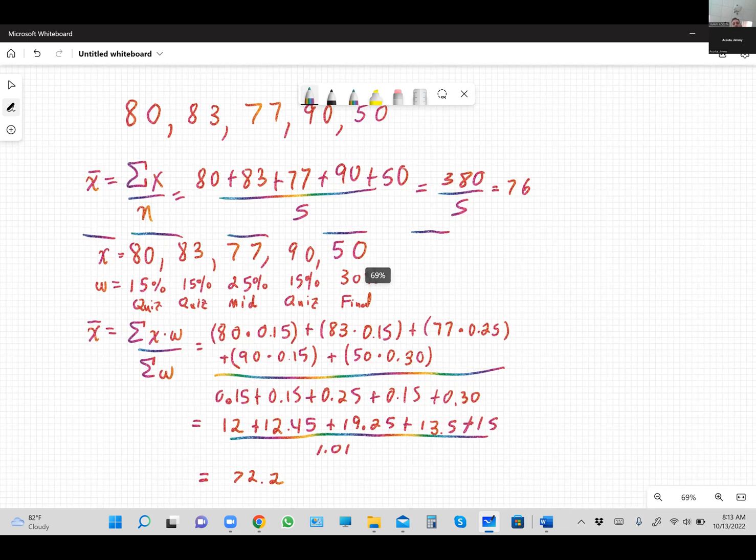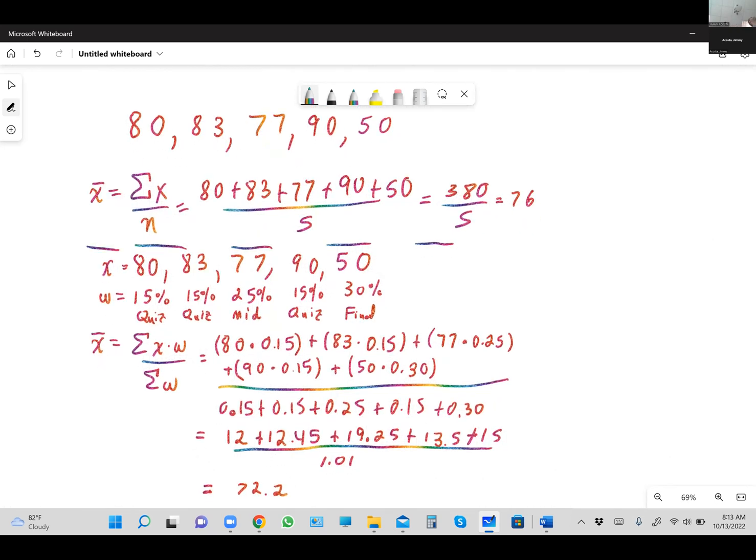And that's because of the nature of weighted mean and mean. One got a 72.2 versus the other getting a 76. They're both means, but this mean took into account the different weights of the quizzes, homeworks, tests. Yes or no? Okay.